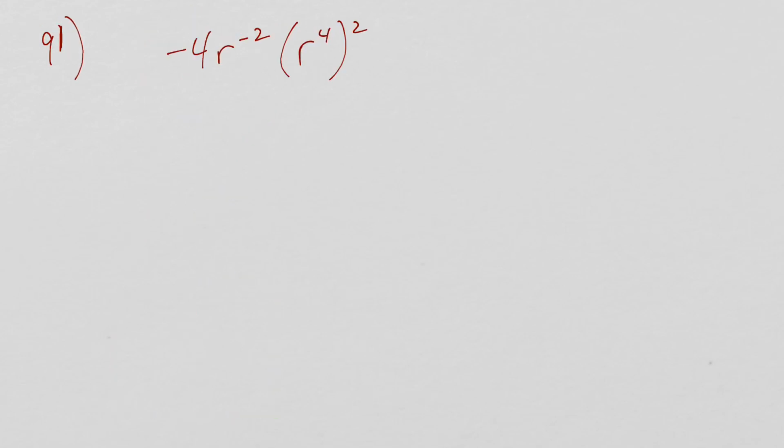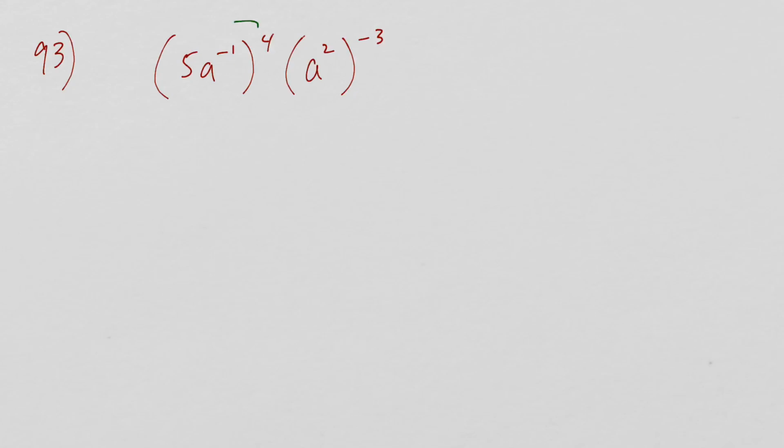Okay, let's take care of the parentheses first. So we have the negative 4r to the negative 2, but this becomes r to the 2 times 4, which is 8. And then we're going to multiply the r's together by adding their exponents because it's the same base. So that becomes negative 2 plus 8, which is a positive 6. And that's all you can do. Oops, I didn't put the r down. This is r to the negative 2 plus 8, which is positive 6. And that's all you can do.